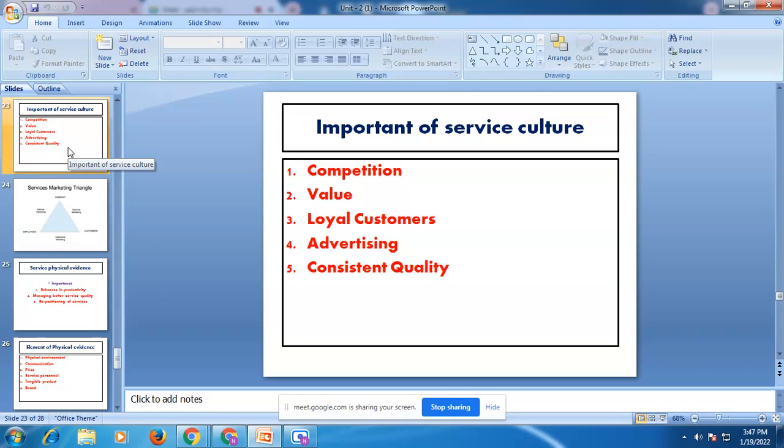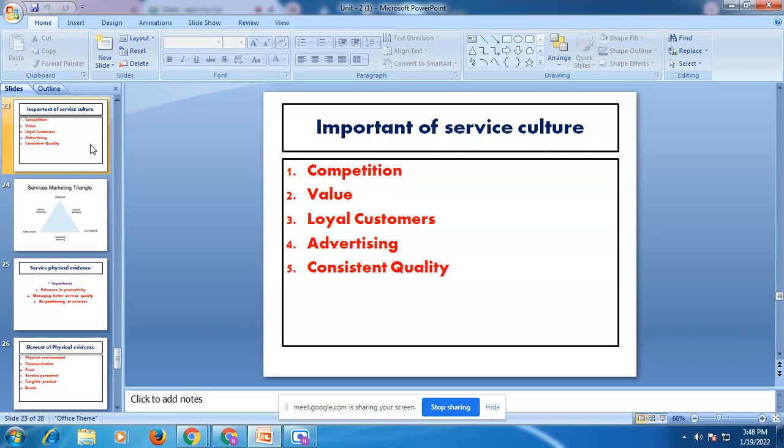Okay. What is the importance of this service culture? Basically, the importance of service culture is competition, value, loyal customers, advertising, and consistent quality. So, in competition, companies often analyze the reasons that stop a customer from making a purchase from the competitor. Among the various reasons, the quality of a service provider is the most significant one. Providing high quality services at competitive price attracts and retains customers.